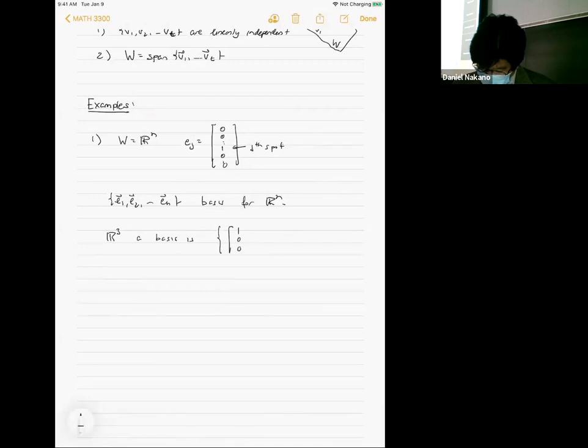1, 0, 0, 0, 1, 0 is the answer to one of our midterm problems, 0, 0, 1. Okay. And you can see how it works for like R4 and R5 and R a million. Okay? Same idea.